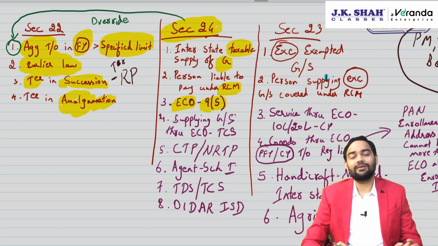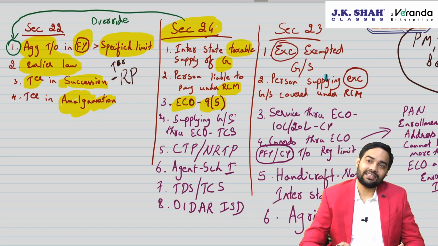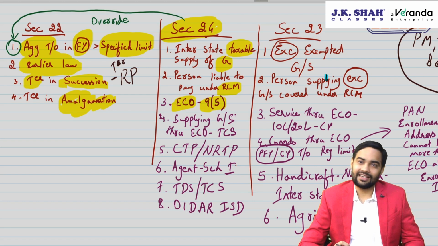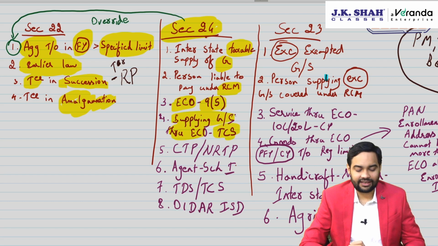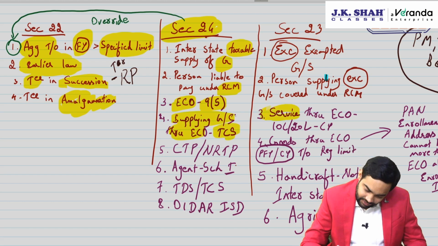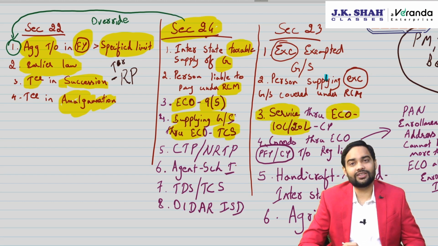So the moment you become liable to pay tax under 9(5) as an ECO, you need to mandatorily take registration. Supplying goods or services through an e-commerce operator where TCS is collected. But here the government has given some relief. Services through an e-commerce operator up to 10 lakh/20 lakh in the current year, no need to register.